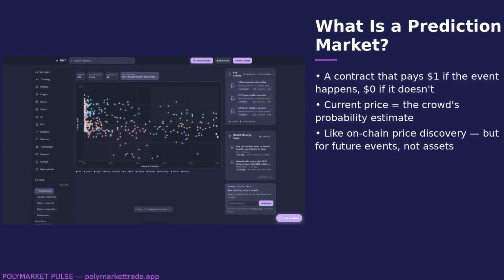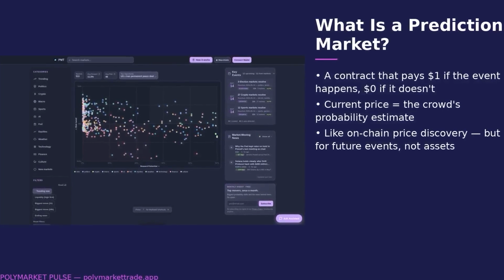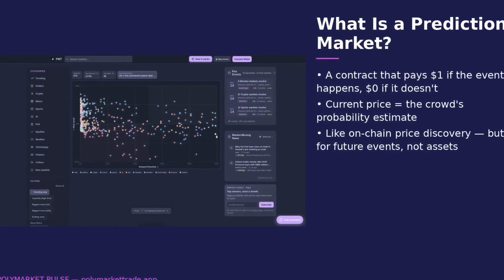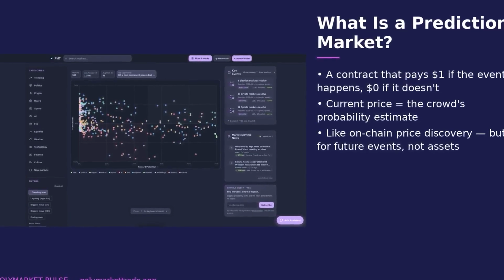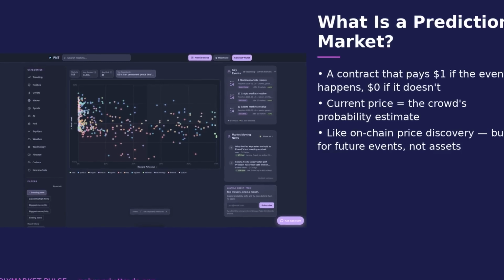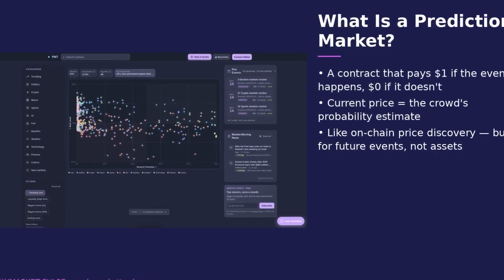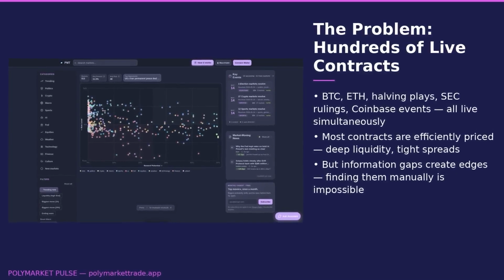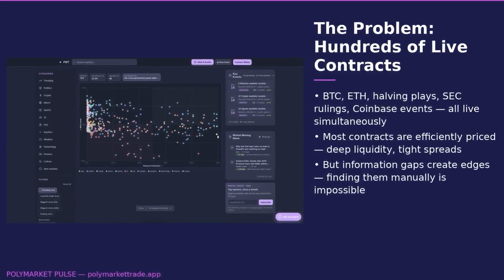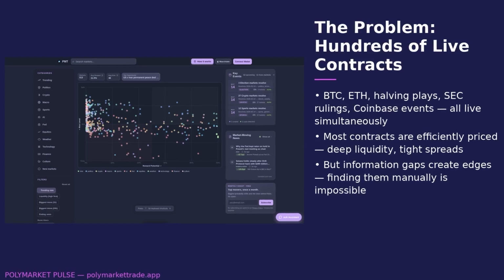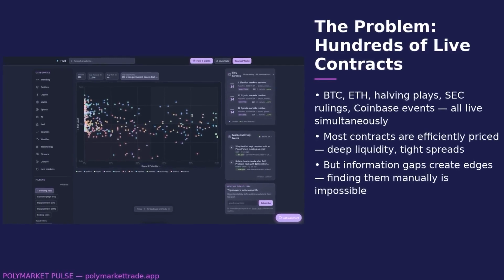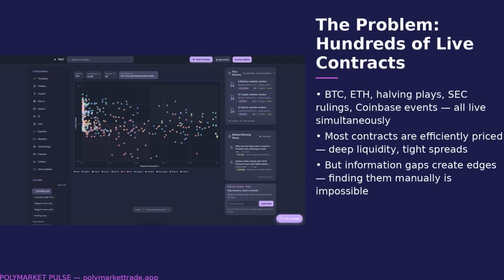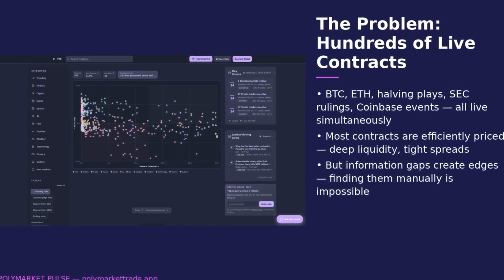Let's start from zero. A prediction market is a contract. If a specific event happens, say, the SEC approves a spot BTC ETF this quarter, the yes contract pays $1. If it doesn't, it pays $0. That's the entire mechanic. Right now, that contract might trade at 34 cents. That means the crowd is pricing a 34% probability of approval. Think of it like DeFi price discovery, except instead of pricing an asset, you're pricing a future event. On-chain analysts, ETF flow watchers, crypto traders, this is your native instrument. The market is always open. The crowd is always wrong somewhere.